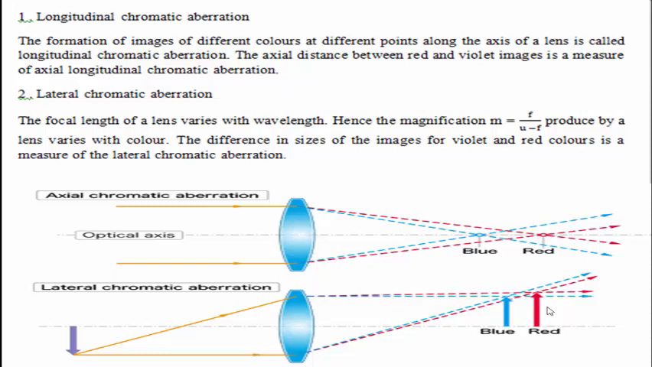In lateral chromatic aberration, the focal length of a lens varies with the wavelength. Hence, the magnification formula, that is m = f/(u - f), produced by the lens varies with color. The difference in sizes of the images for blue and red colors is a measure of the lateral chromatic aberration. For this, you have to observe the lateral chromatic aberration, that is figure 2.